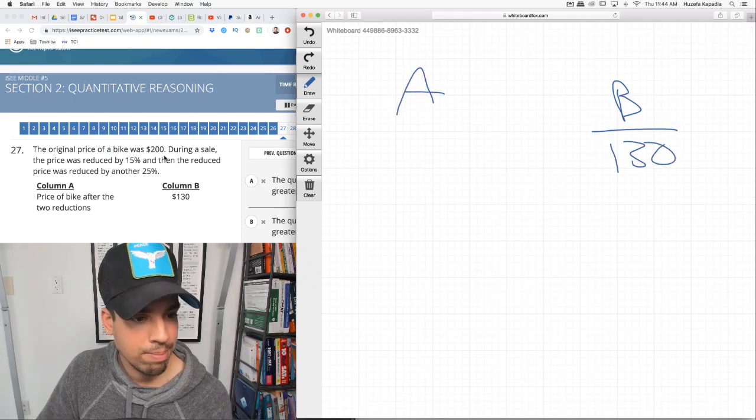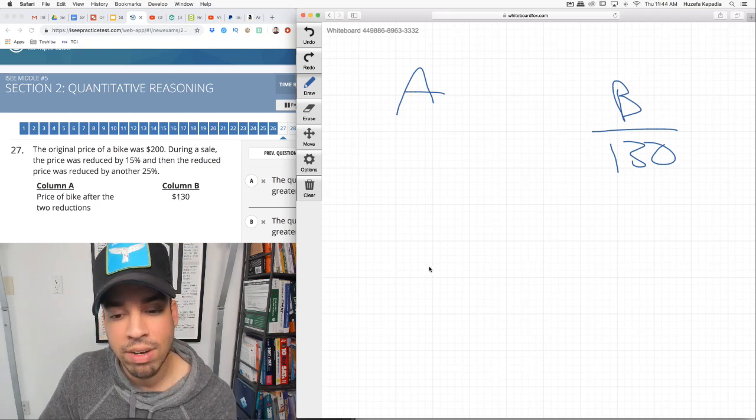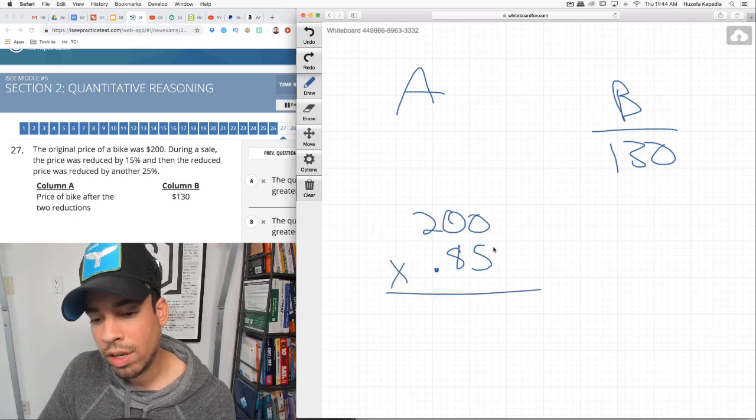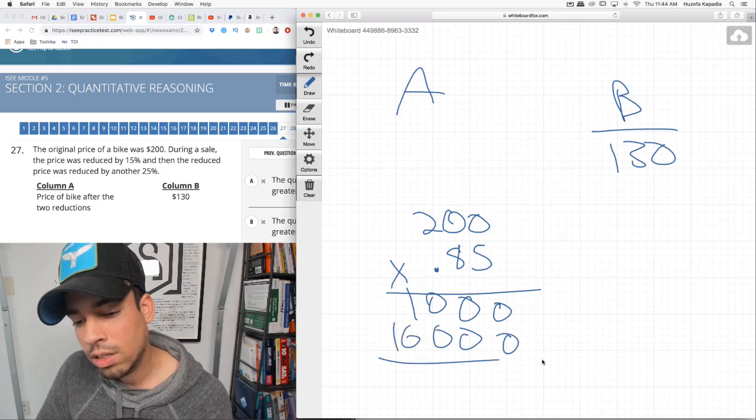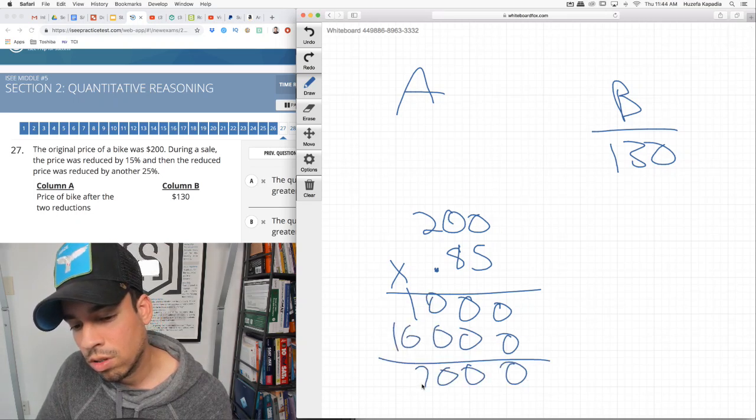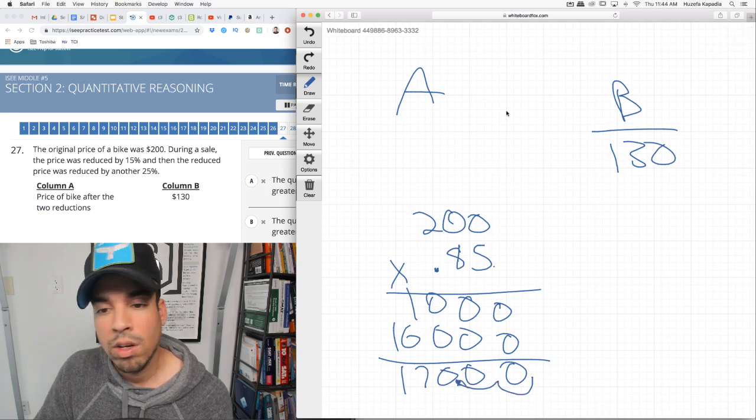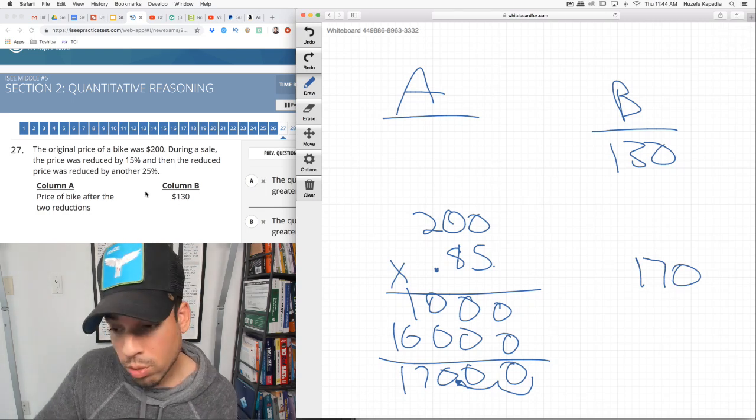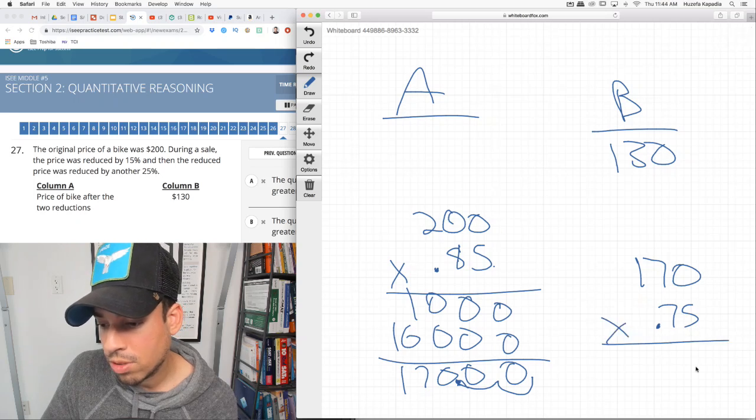So if we reduce that by 15%, first of all, it's taking away 15%, so it's down to 85%. So we're taking 85% of 200, okay? That's my shortcut. Two numbers to the right of the decimal, so it's 170, and then we reduce it again by 25%. Well, we take 25% away, we have 75% left, so I'm going to take 75% of this.